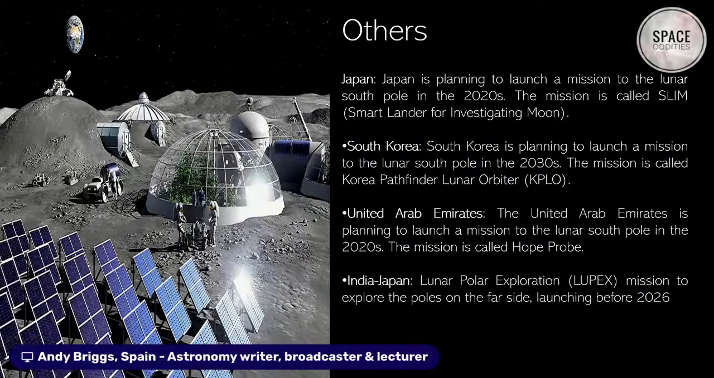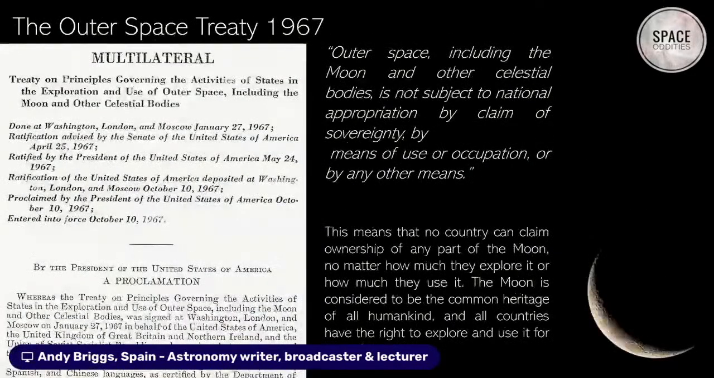UAE, the United Arab Emirates, is planning to launch a mission to the lunar South Pole in the 2020s. That's called HOPE Probe, because their Martian mission is also called HOPE, of course. India and Japan have a plan to develop a mission called the Lunar Polar Exploration to explore the poles on the far side that we can't see directly from the Earth, launching before 2026. So that's a nice international collaboration.